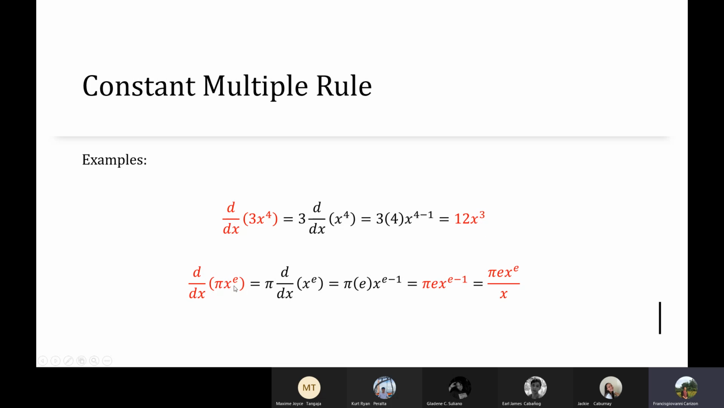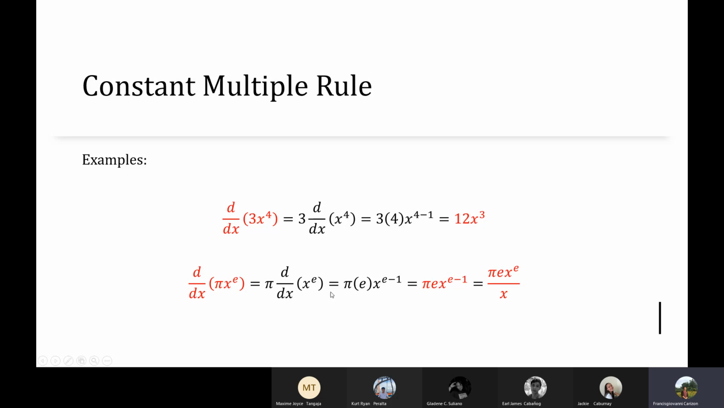So kaning next example kay gigamit na to ang katong mga other nga constant nga naay Greek or symbol nga naka-indicate nila. So the derivative of pi x raised to the power of e. So we know na ang pi is constant, ato na siya ipagawas. Pi times the derivative of x raised to the power of e.